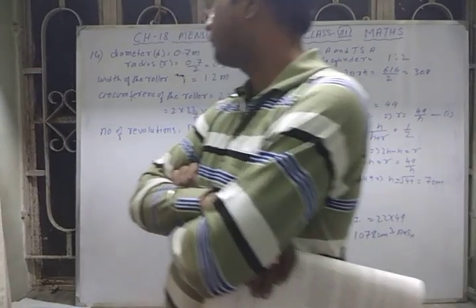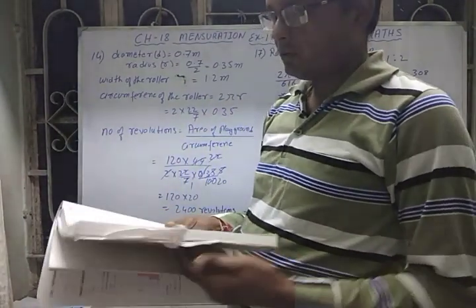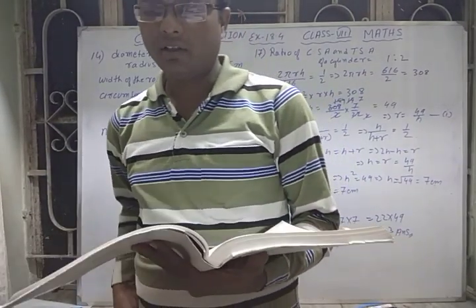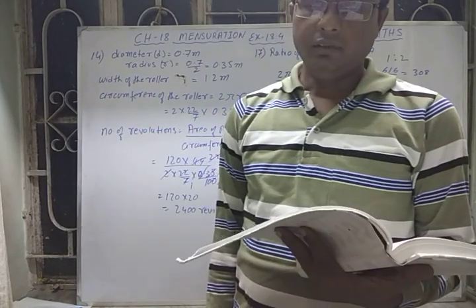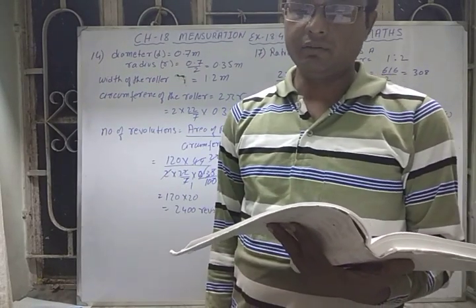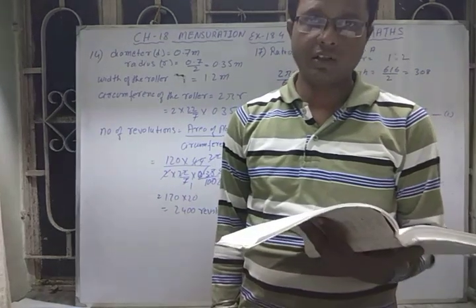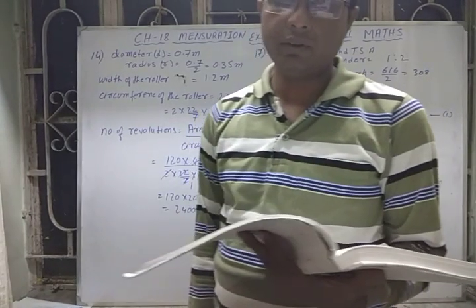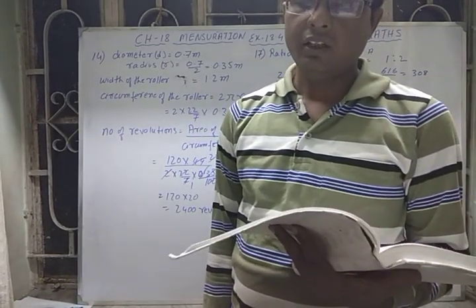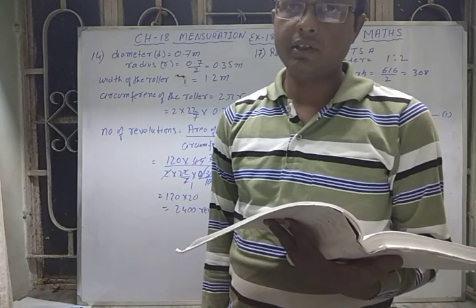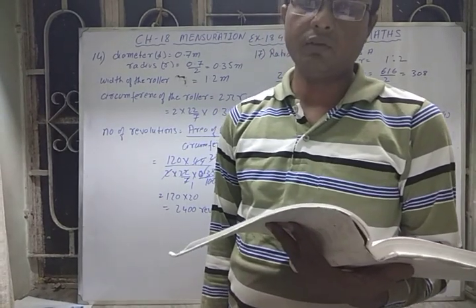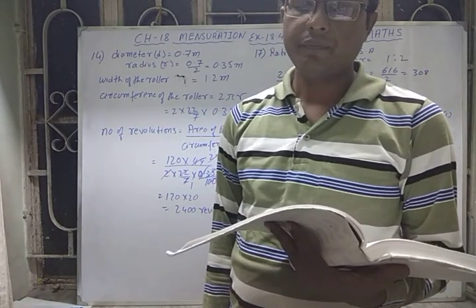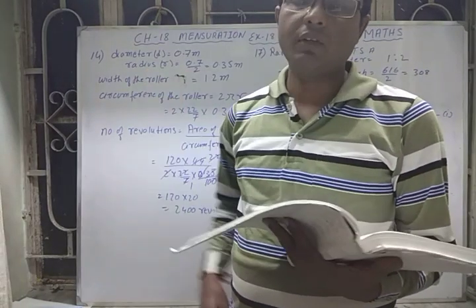First of all, is question number 14. What does this question say? It says a very important question. A road roller has a diameter of 0.7 meter and its width is 1.2 meter. You know the road roller that we generally use to construct a road. Find the least number of revolutions that a roller must take in order to level a ground of size 120 meter into 44 meter. Means a road roller whose wheel diameter is 0.7 meter and the width of the roller is 1.2 meter.